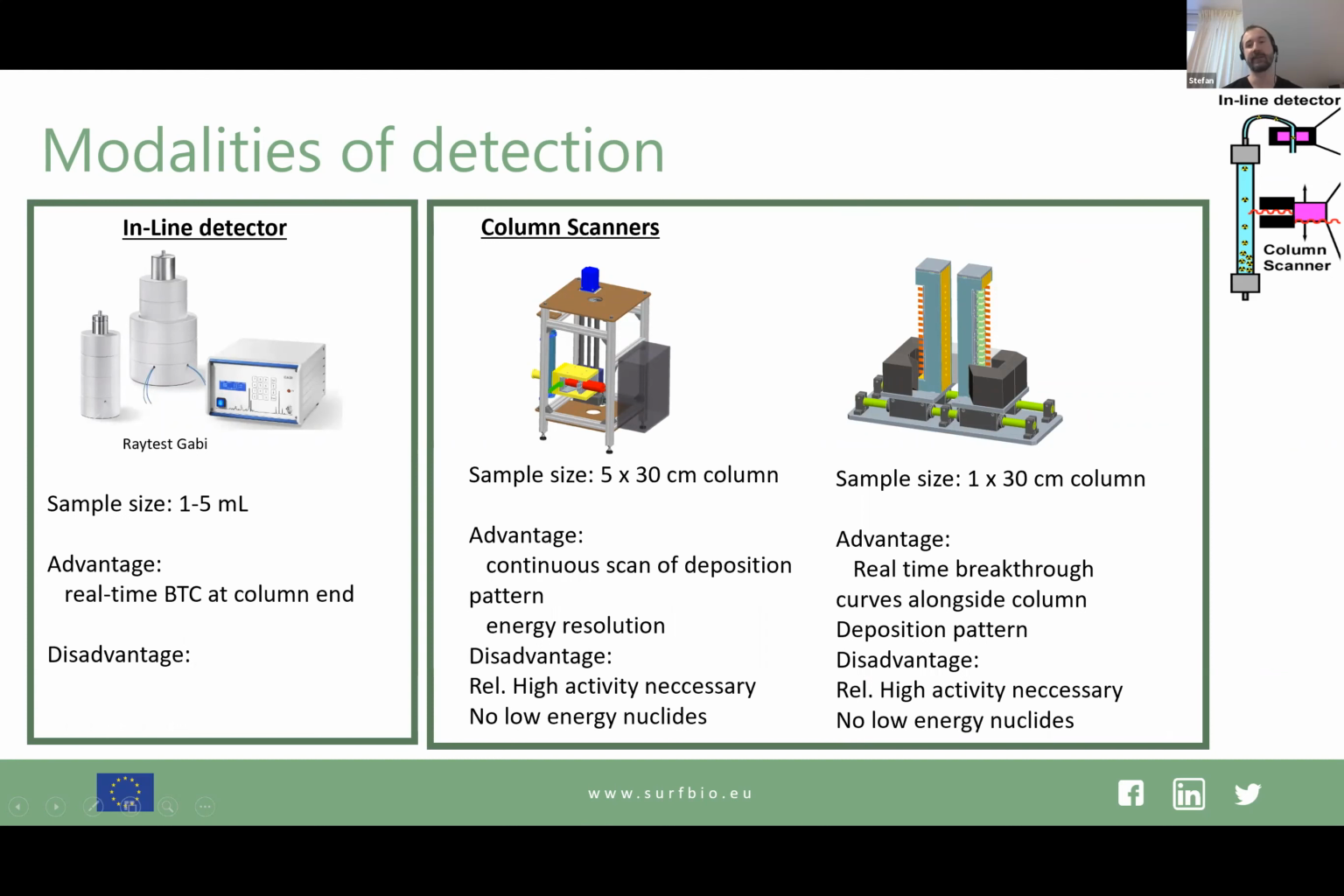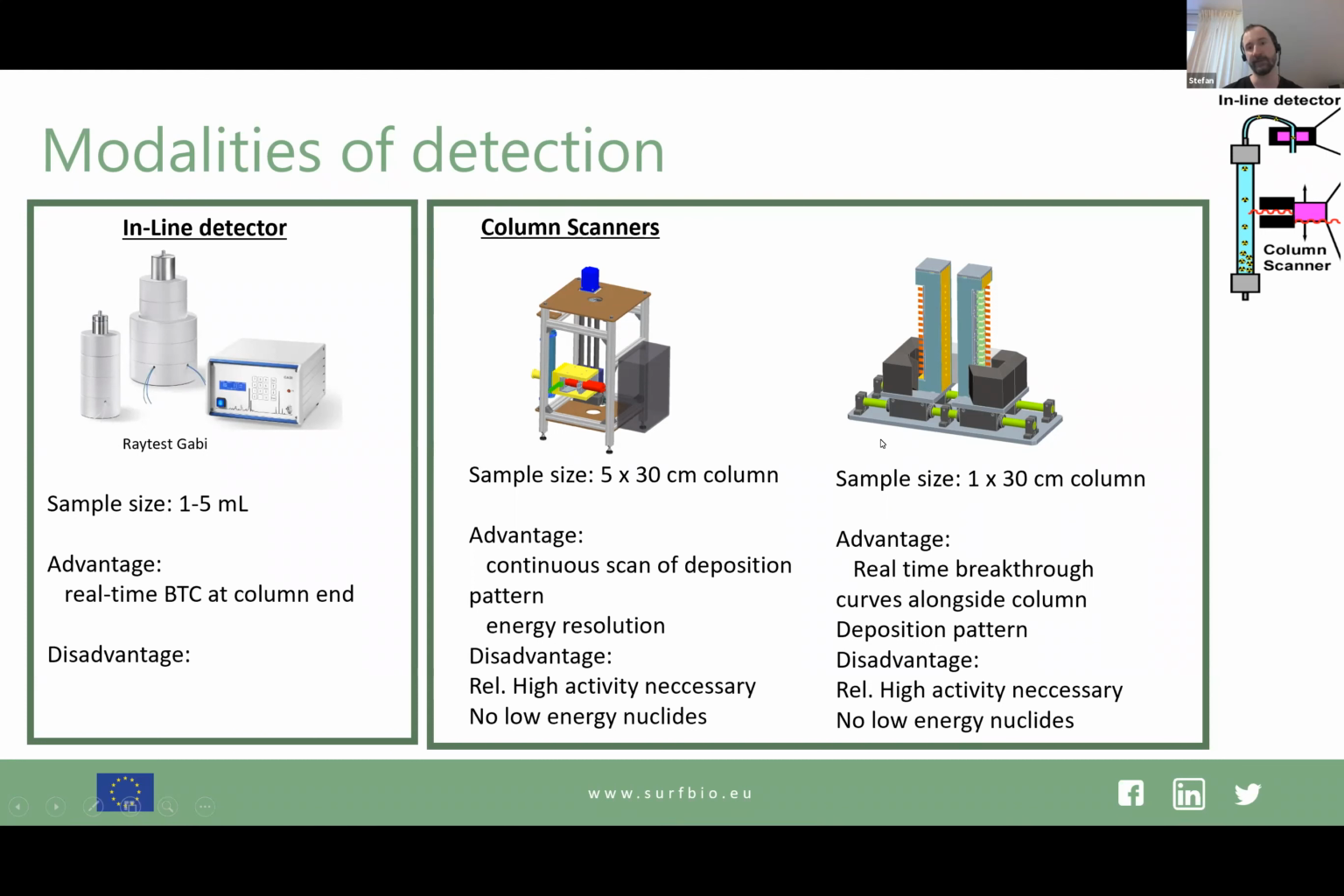The 1D detectors, so the inline detectors and the column scanners. Basically, this inline detector does not really have a disadvantage. It's very nice to have to record the breakthrough curve. There is, of course, no sample size. You can see here the detector is shielded, and here you can basically run through the liquid that comes out of your column, and then you get a recording of the breakthrough curves through time.